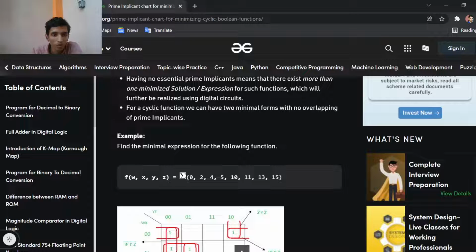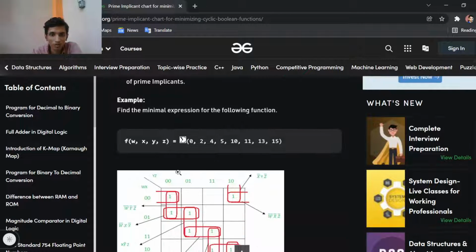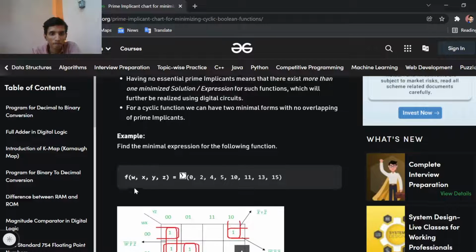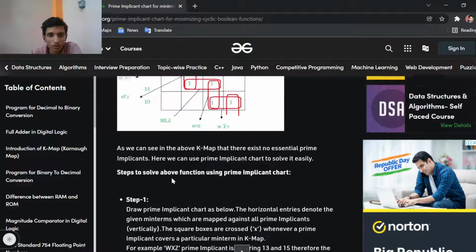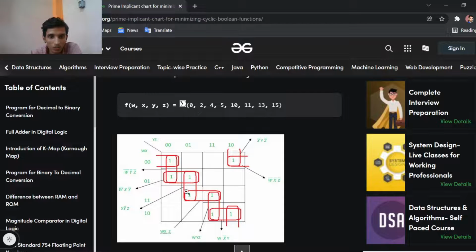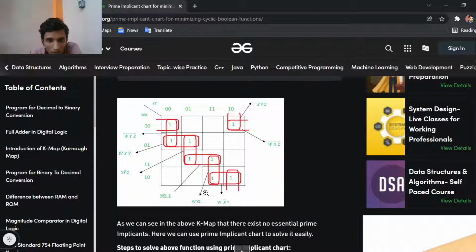Here an example would be, find the minimal expression for the following function. So how can we find the minimal expression for this function? Here the variables are w, x, y, and z. After drawing the K-maps, we can look at it and see what are the essential prime implicants, selective prime implicants, redundant prime implicants, and simply implicants.